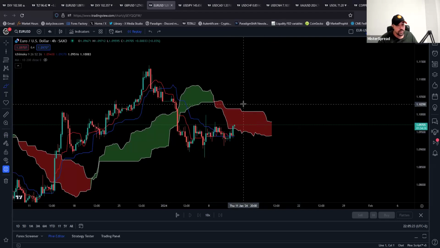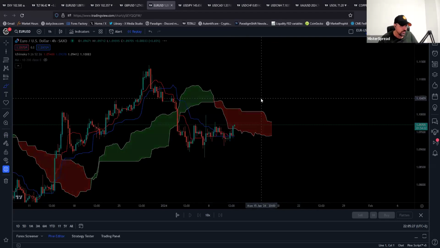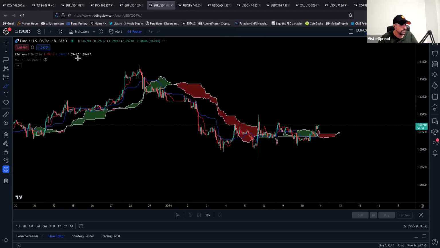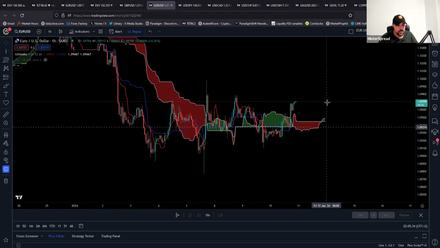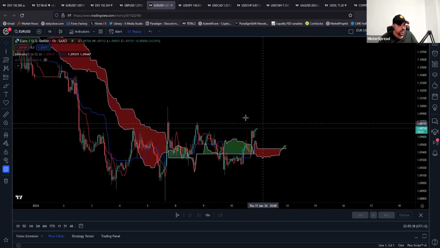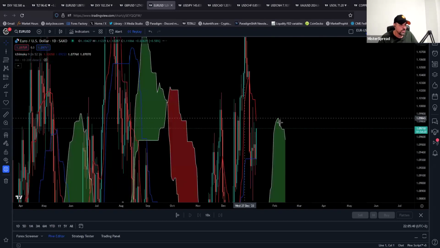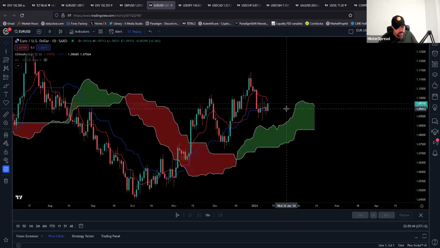So on 4 hours, on daily, it was looking good. On 4 hours, not looking good. So most likely I don't open the trade, but still I go on 1 hour. And 1 hour is very, very mixed. Okay, so I have no edge here. I knew almost certainly just by looking from daily, it was looking good.